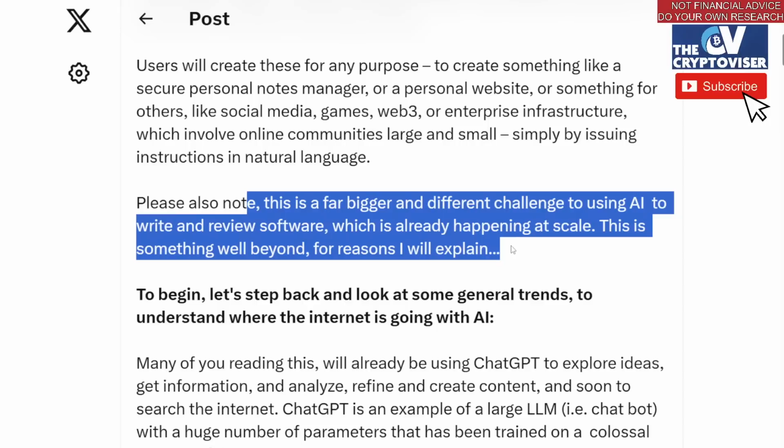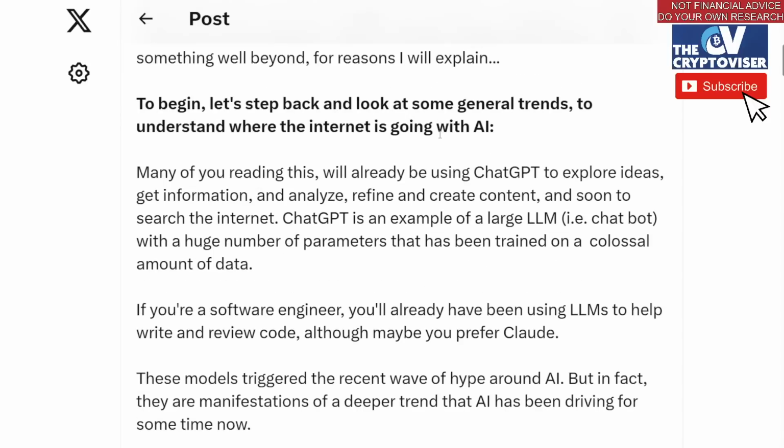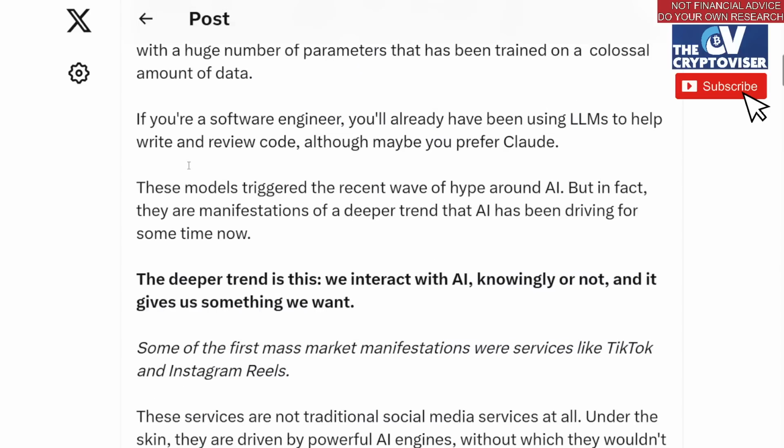For example, let's explain. So let's get into it. Let's understand a little bit more about the self-writing, because this is going to be a huge narrative for ICP as we move forward. So he says to begin, let's step back and look at some general trends to understand where the internet is going. So got it. We know this.